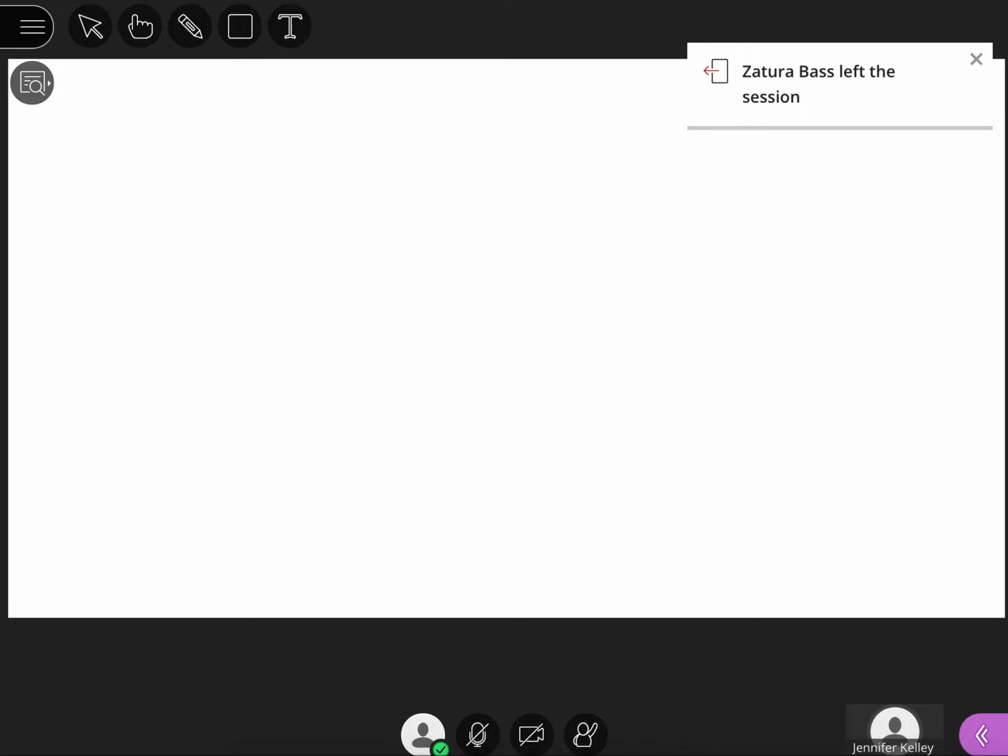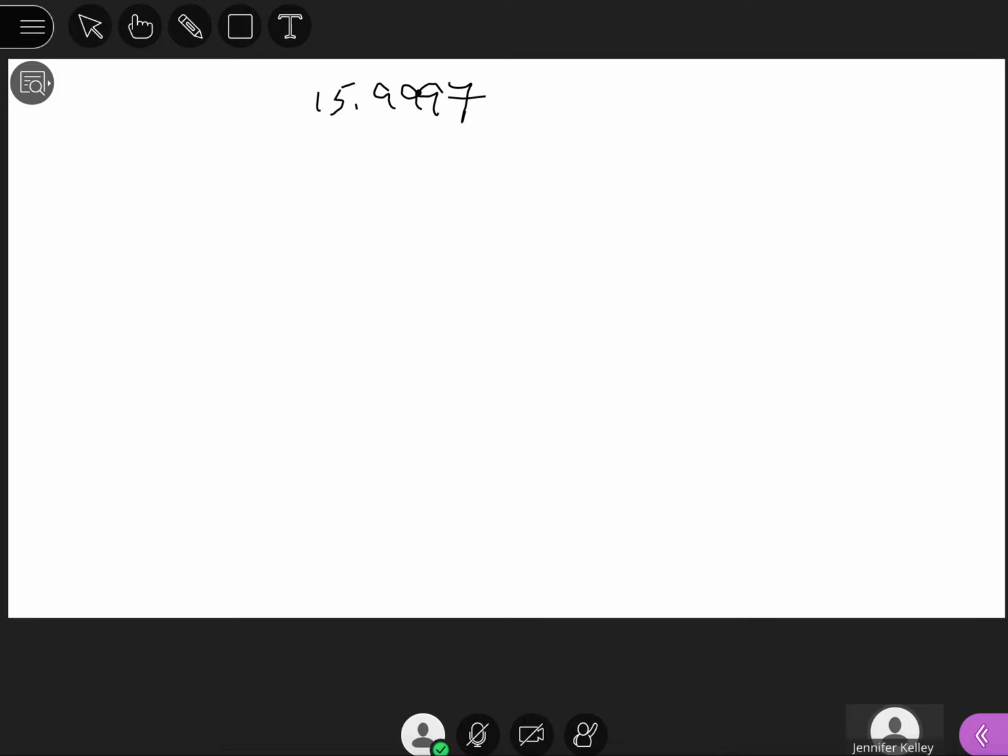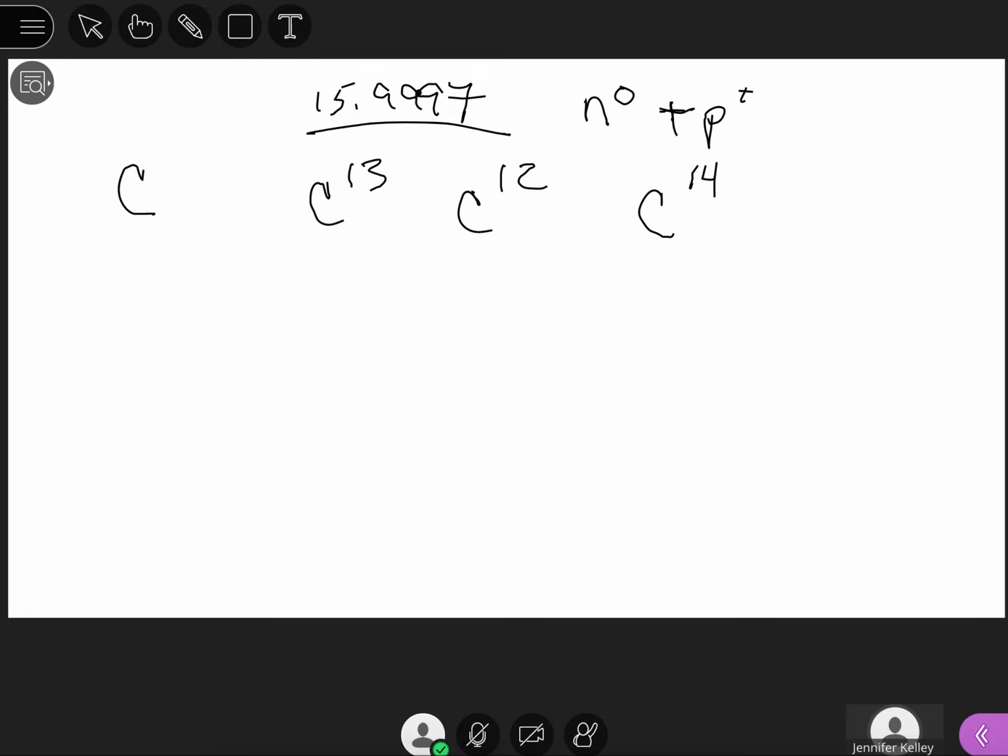If you look at the periodic table, it has an atomic mass that's something like 15.9997 for oxygen, but it's supposed to be the neutrons plus the protons, right? We don't have a fraction of a neutron in there or a piece of a proton. So it might make you wonder, why isn't that a whole number? And the reason is because different atoms have isotopes. So with carbon, there's carbon 13, carbon 12, carbon 14, and there are different amounts of each one.